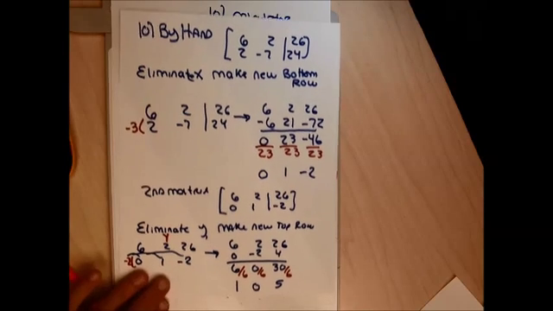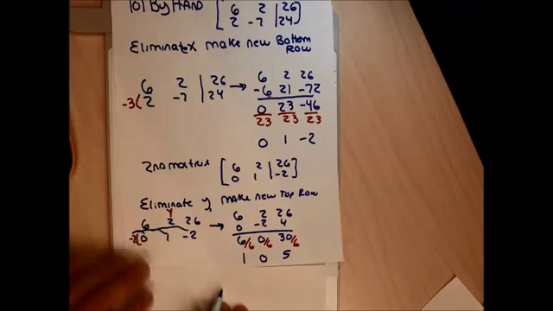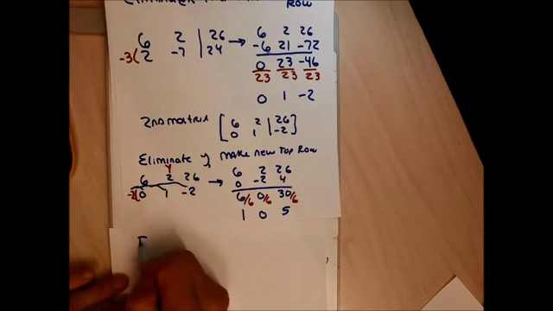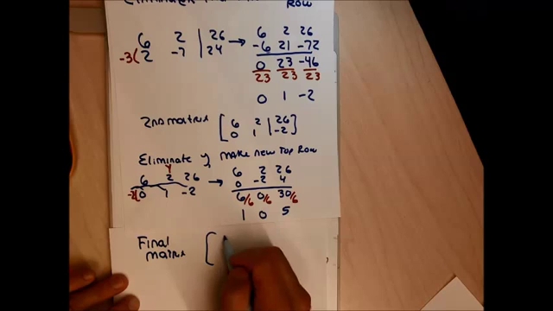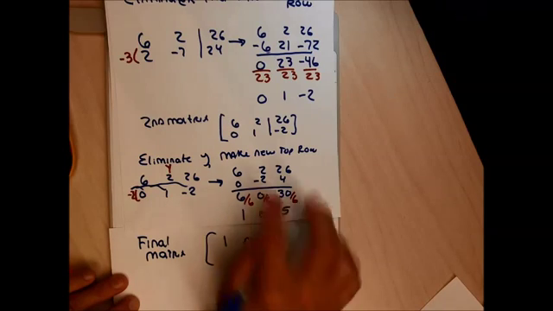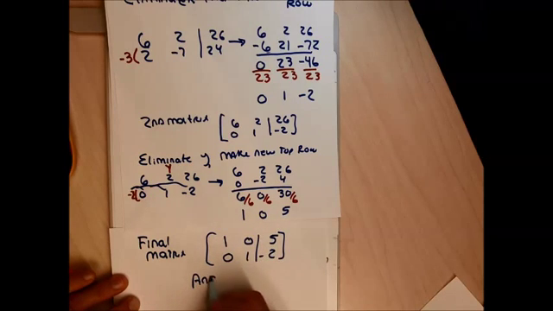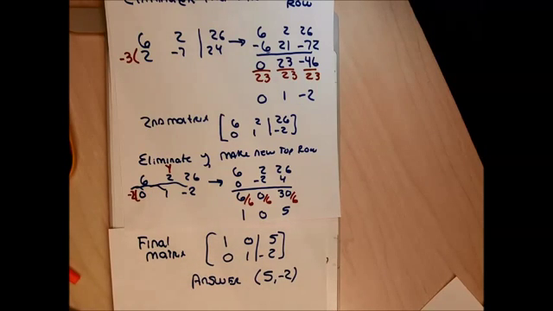And now I'm going to do my final matrix. My final matrix has a new top row. It's my third and final matrix. The top row is going to be this 1, 0, 5. The bottom row is going to be 0, 1, negative 2. And my answer, I already did the answer to this, so I knew the answer is going to be x equal to 5, y equal to negative 2.